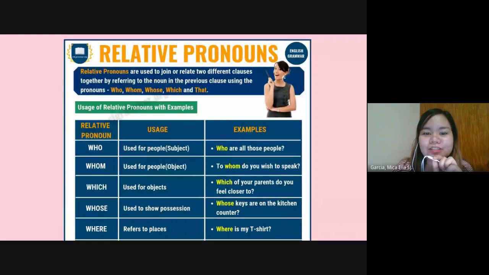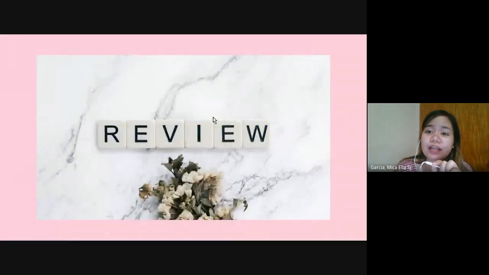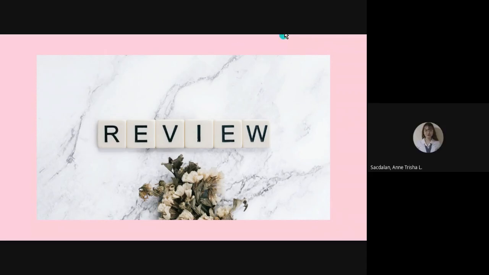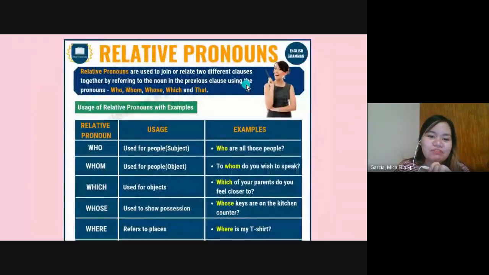Again, relative pronouns are used to join or relate two different clauses together by referring to the noun in the previous clause using the pronouns. So again, when do we use the relative pronoun who? Yes, Trisha. We use the relative pronoun who to refer to a person. All right, very good. We use the relative pronoun who if we are referring to a person.